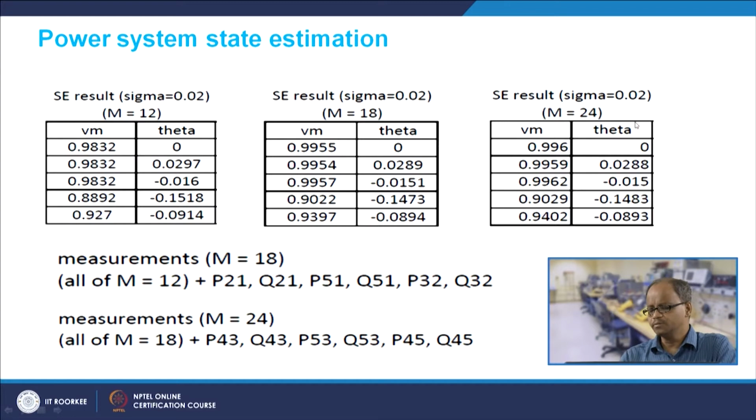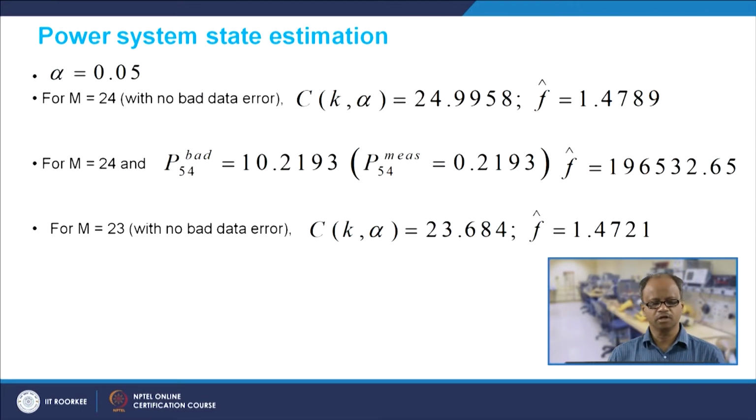Similarly, with the same sigma, when we keep on increasing, these values have improved a little again, though the improvement is not much. My 24 measurements are nothing but all of these 18 plus this. Now, these results correspond to the case where there is no bad data. Now look at the case where there is bad data. Here we have taken alpha equal to 0.05.